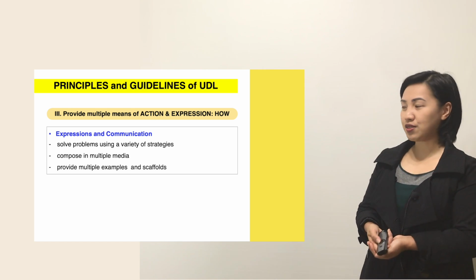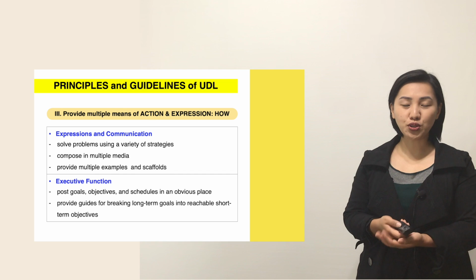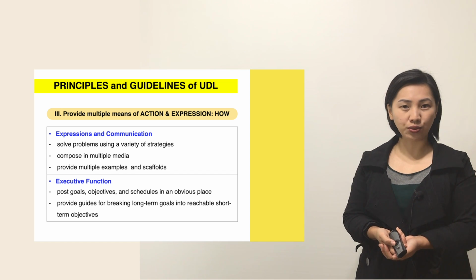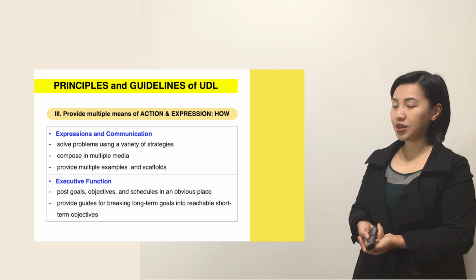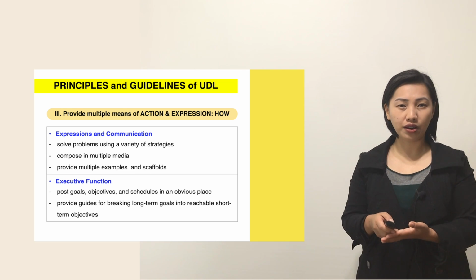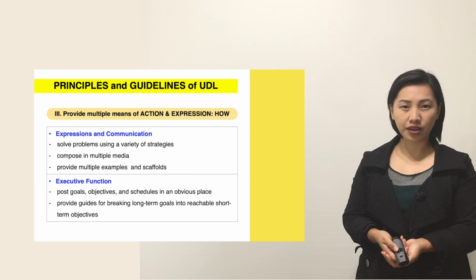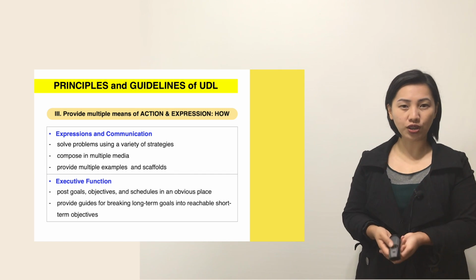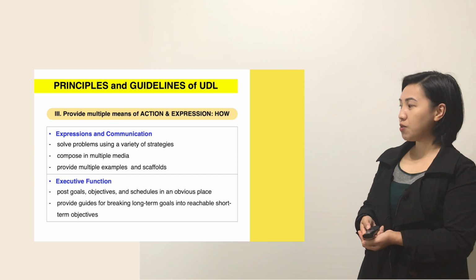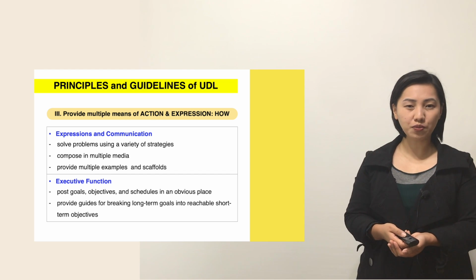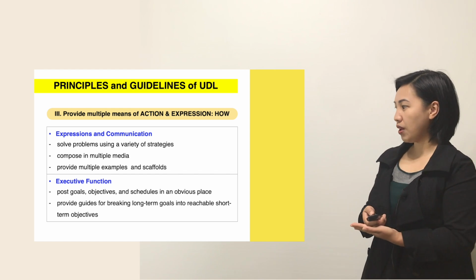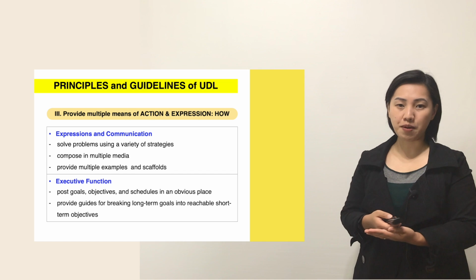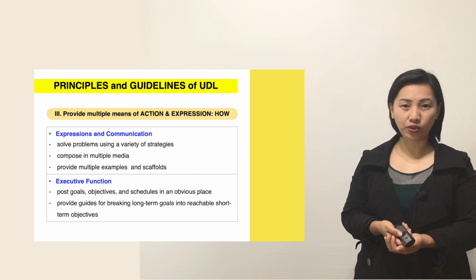And one last thing to consider, post goals, objectives, and schedules in an obvious place. It's important for them to keep on looking at what they are trying to achieve, right? Because it guides their motivation as well. Another one, provide guides for breaking long-term goals into reachable short-term objectives. Okay, this is one way of guiding them into managing their own learning as well, their own personal goals.